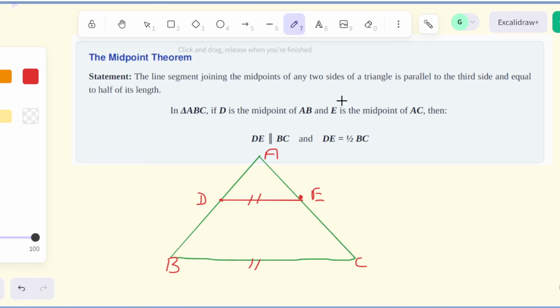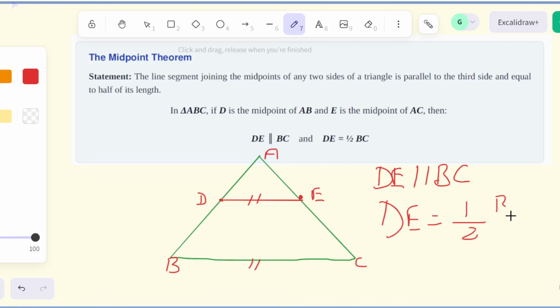So in this case, D and E are the midpoints of two sides of a triangle. We joined them. So this resulting line DE will be parallel to the third side, which is BC. And if you measure it, it will be exactly half of that side. That is what the midpoint theorem says.